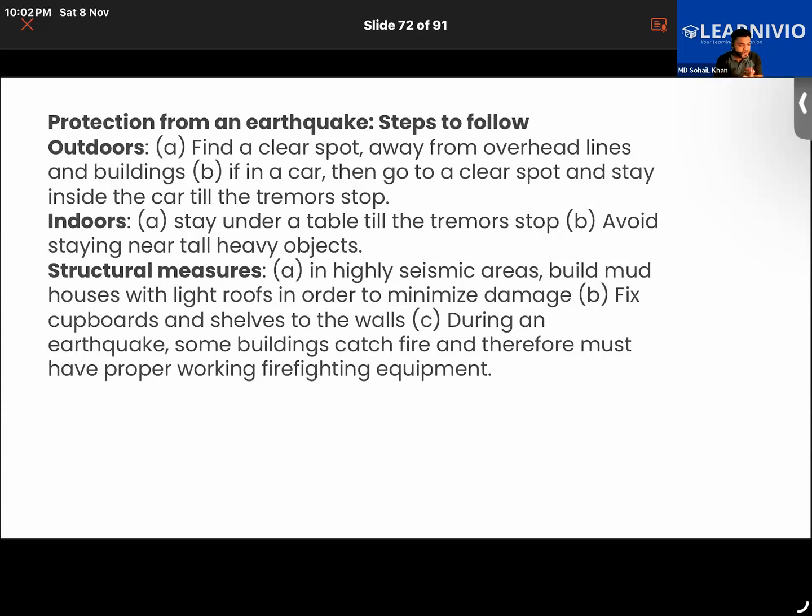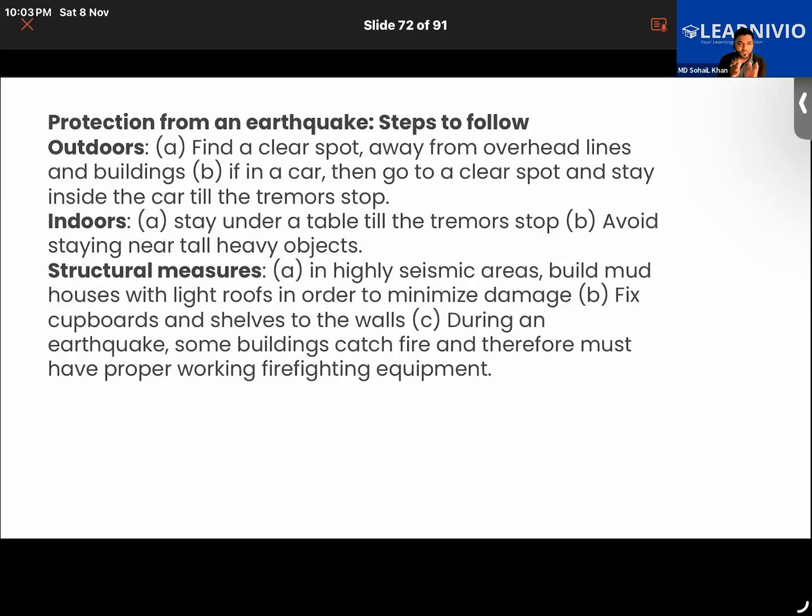If someone is outdoors, they should find a clear spot away from overhead lines and buildings. If in a car, go to a clear spot and stay inside the car till the tremors stop. If someone is indoors, they should stay under heavy furniture, not a weaker one, like under a table till the tremors stop, and avoid staying near tall, heavy objects, because if they were to fall, you may get injured, right?